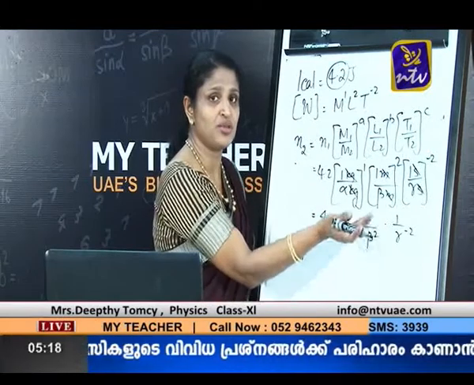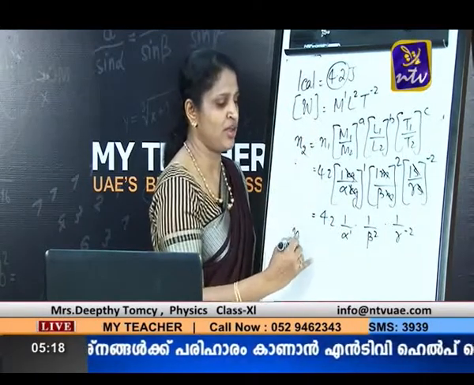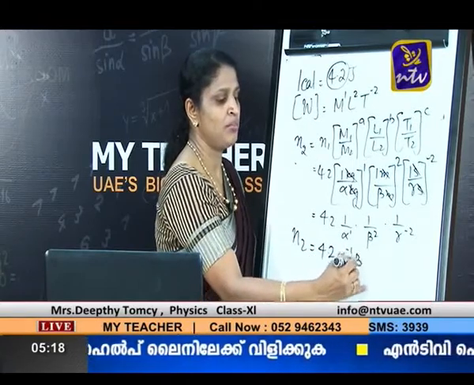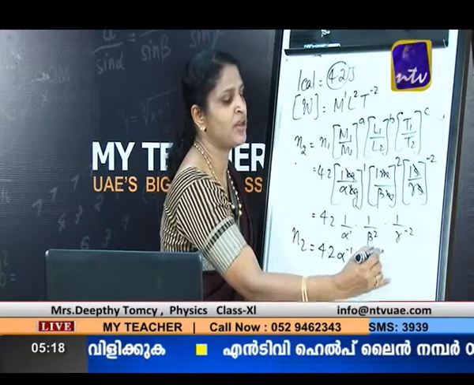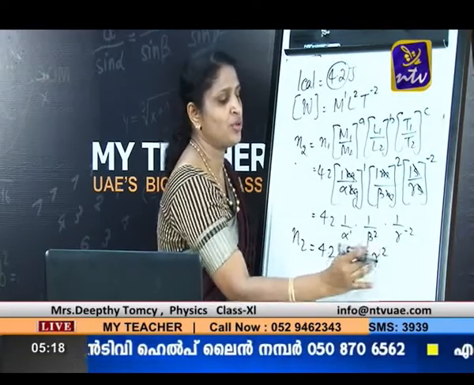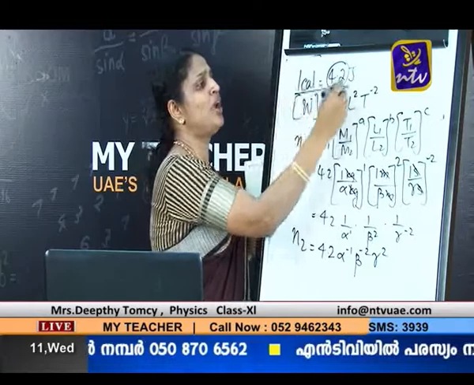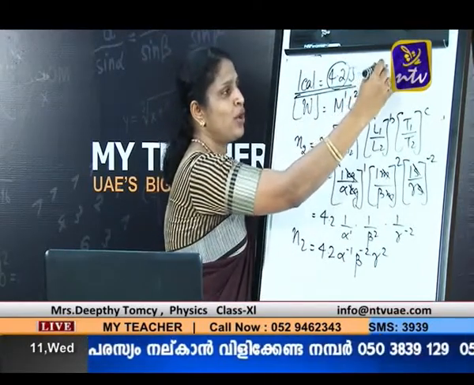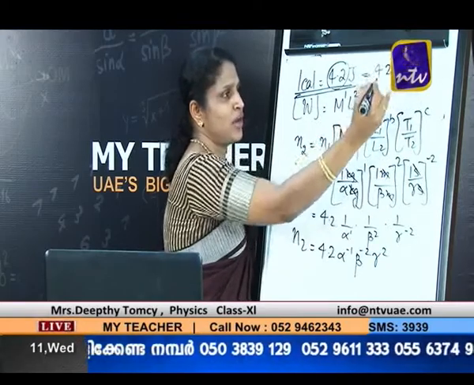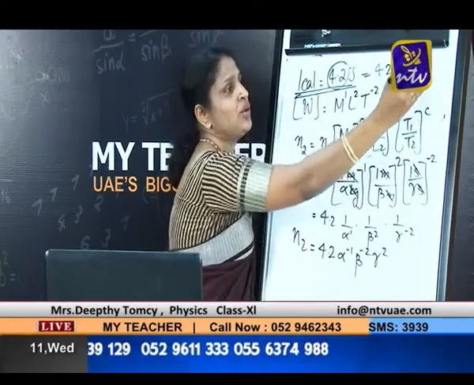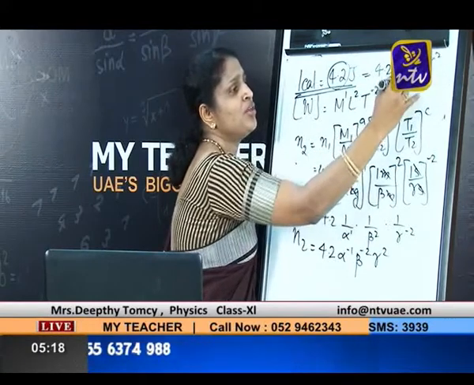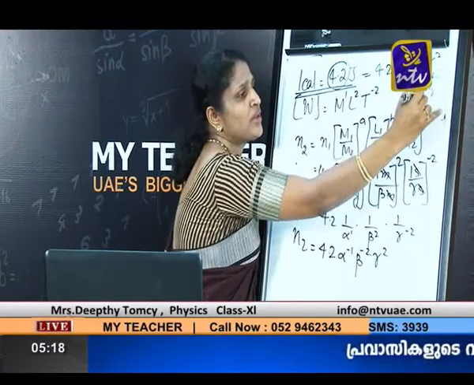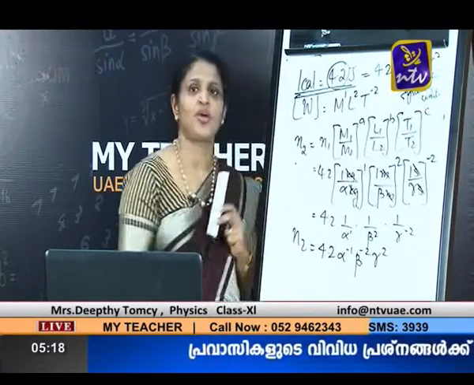When you bring this one to the numerator, we have n2 is equal to 4.2 alpha raised to minus 1, beta raised to minus 2 and gamma raised to 2. So in the new system, the value of 1 calorie equal to 4.2 joules can be represented as 4.2 alpha raised to minus 1, beta raised to minus 2 and gamma raised to 2 in the new system of units. Thus, we have solved the second question. Now, let us go to the next question.